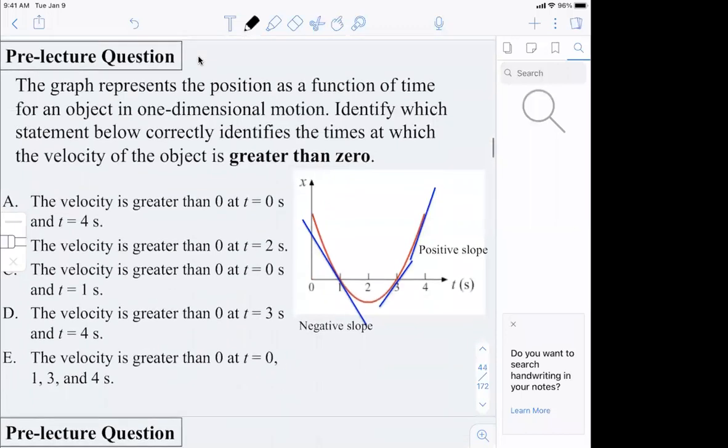The same holds true if you're dealing with a curve instead of a straight line. This is a question on your pre-lecture; you have seen this already. We were given a graph of x versus t that looks like a parabola, and you're trying to interpret how the velocity changes over time from a position graph. This is x, which indicates your position. We can just draw the slope at different places and see how it goes. It's asking about the velocity at t equals 0, 1, 3, or 4, whether it's greater or smaller than 0.